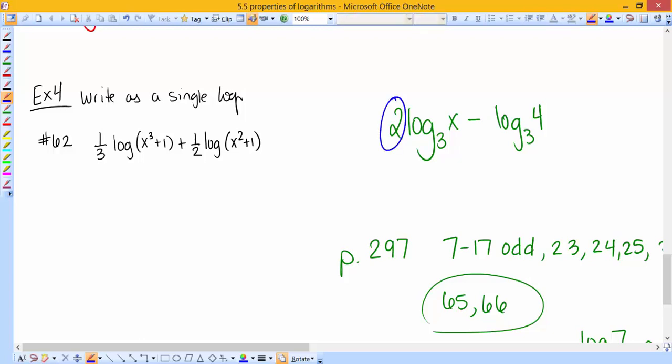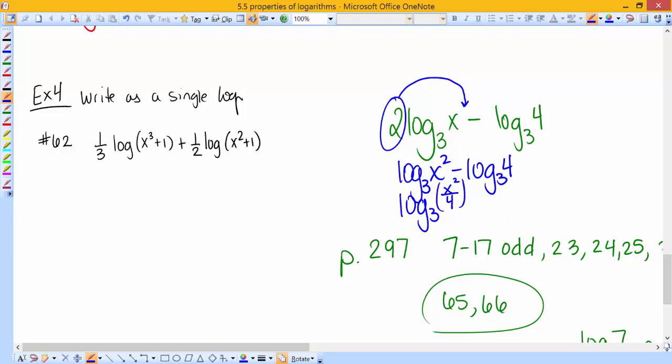First, I see a number in front, so that has to become an exponent. We're working backwards. So this is log base 3 of x squared minus log base 3 of 4. Once I see that I have subtraction, I need to immediately be thinking division. So log base 3, the front number is your numerator, so x squared over 4. There's nothing you could do to simplify that any further. I have rewritten from 2 logs to 1, and I am finished.